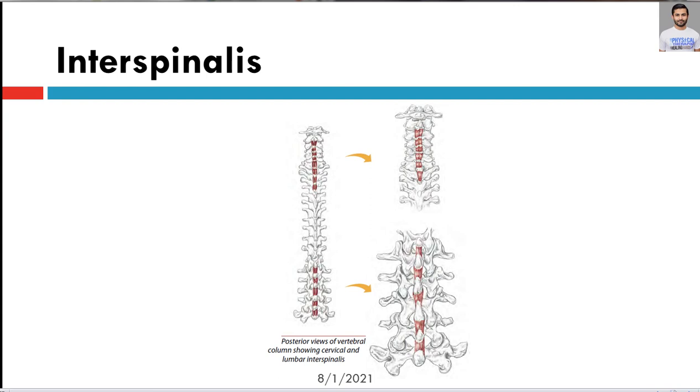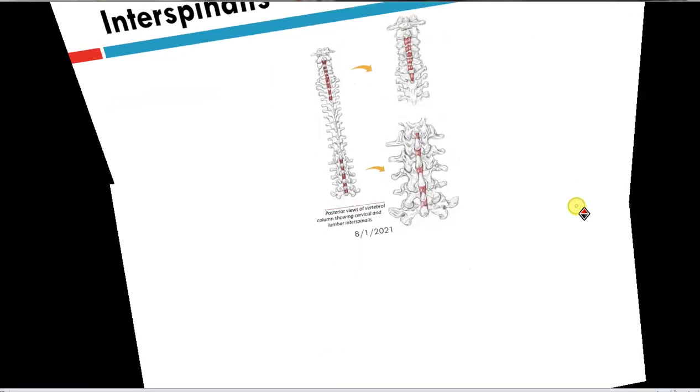Similar to the intertransversarii, we have the interspinalis muscles. These are again small muscles, and they contribute very little to none in moving the spine.